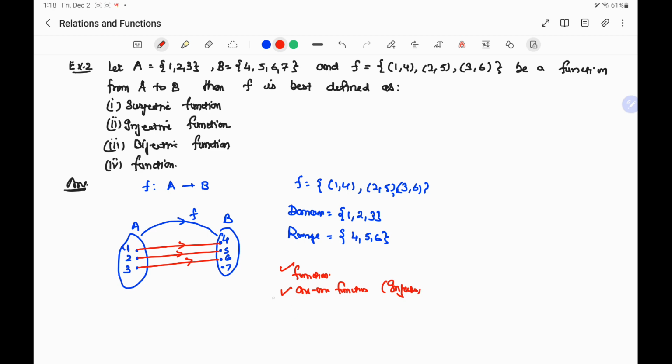And we see that one of the elements, which is 7 here, is not the image of any element of A, so range is not equal to codomain, therefore the function is not onto. Hence the best option is that the function is an injective function.